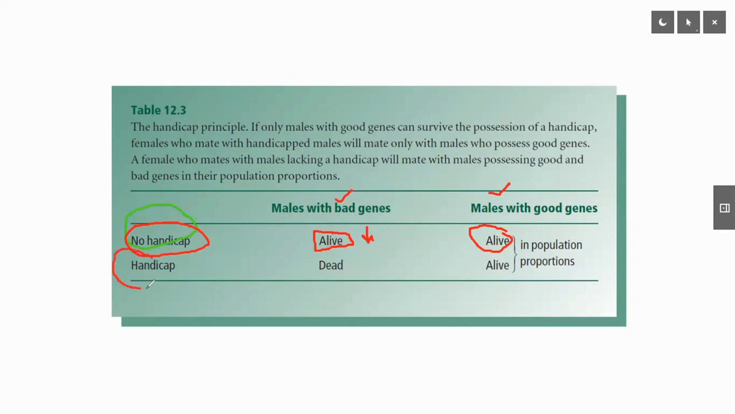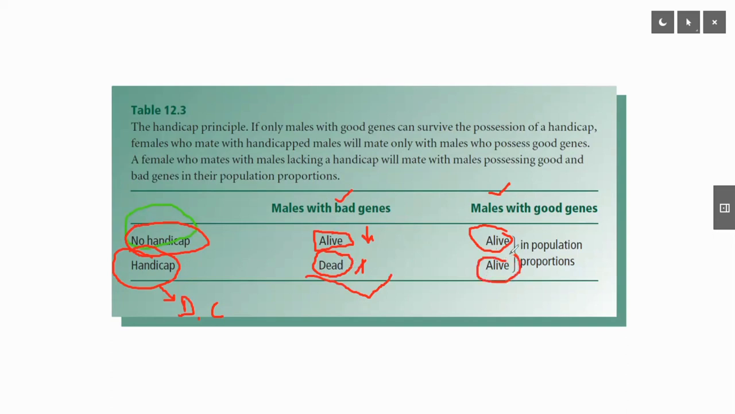But an individual with a handicap, with a deleterious or costly character, does not stay alive with bad genes. This is an important thing. They do not stay alive with the bad genes. Why? Because those bad genes render them either prey to a predator, or victims of disease, or victims of some other calamities. That's why they would be dead.